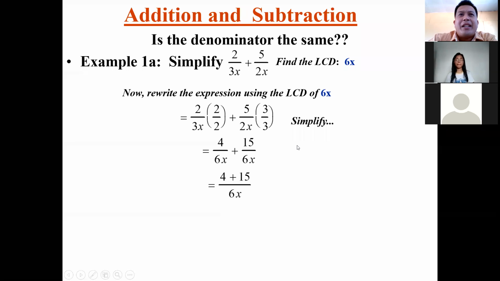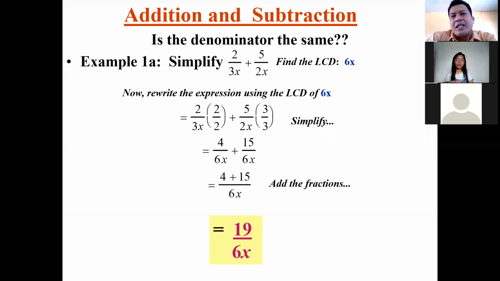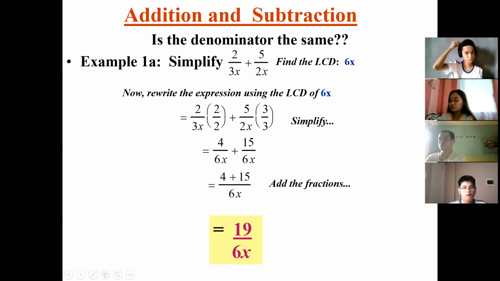And then you can now add the numerators, which are 4 and 15. So that would be 19 over 6x. Question? Probably it would be easy. It is easier for a monomial denominator. It will then be harder if your denominator is a binomial. Worse, it will be a trinomial. But the idea of factoring should always be your sanctuary in this lesson. So again, if you do have questions, feel free to unmute yourselves and ask the question.